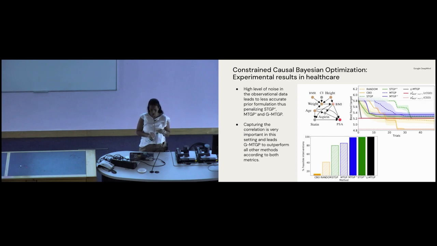So these results are in the healthcare example that we've seen so far, where we try to minimize PSA by intervening on statin, aspirin, and calories intake. And there you see random here, and in the method, you see all of these methods that I talked about. The last one is GMTGP, which stands for Graph Multitask Gaussian Process. And obviously, CBO is included there for comparison.